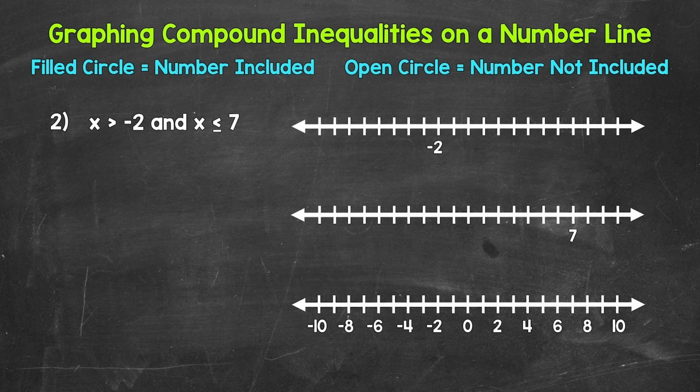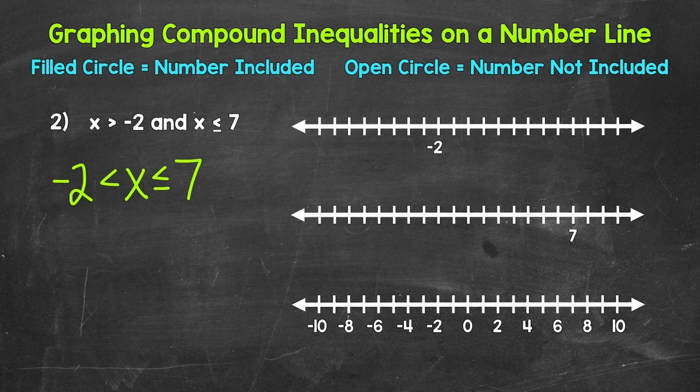Now, something I want to mention about compound inequalities involving AND, they can be written without the word AND in the middle. All we need to do here is start with our variable, x. And our variable is going to go in the middle. Now, x is greater than -2, and x is less than or equal to 7. And that's our compound inequality written without the word and.